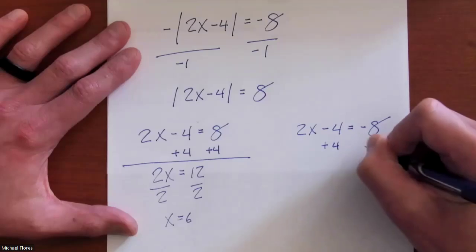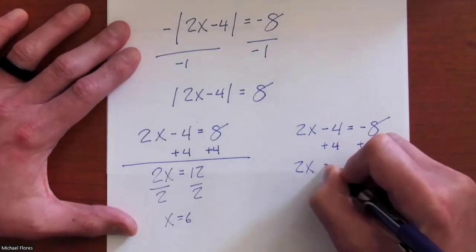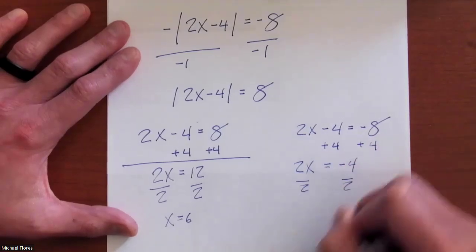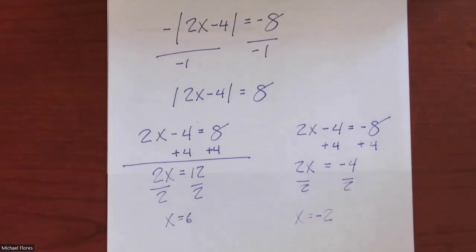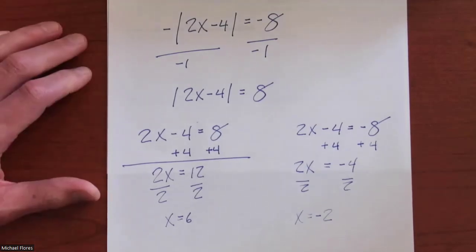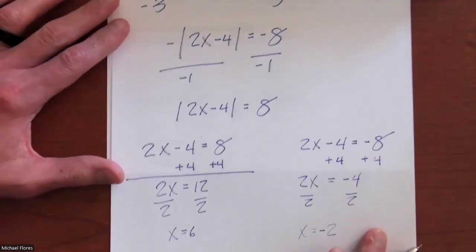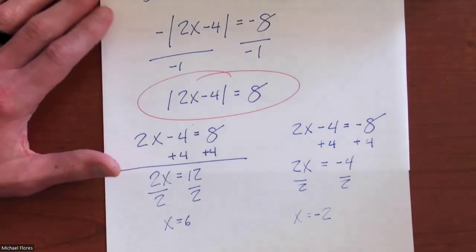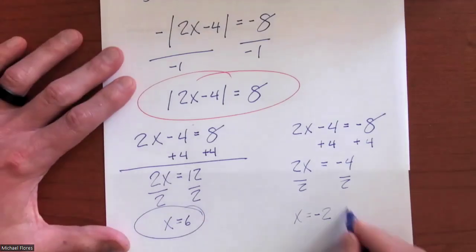And divide away the 2. X equals negative 2. Now, when you go to check these, don't plug it in to the original problem. Plug it in to the isolated absolute value. And if you plugged both of these in, they would both work. So these are our solutions.